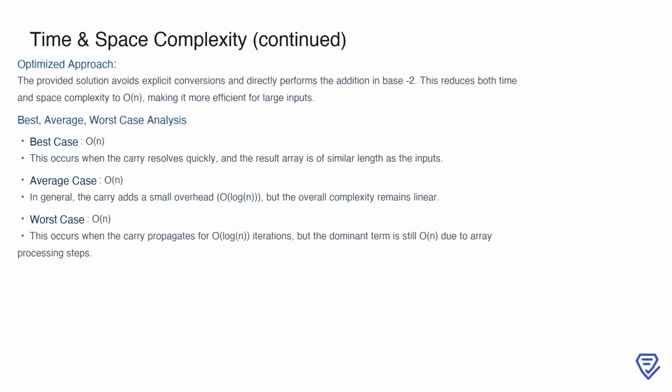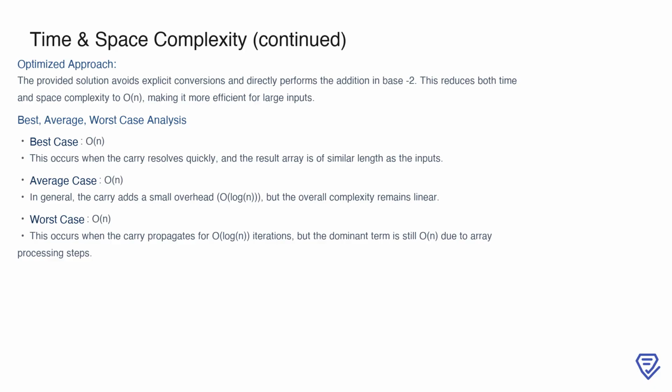The optimized approach provided here avoids these expensive conversions and directly performs the addition in base -2. This makes the algorithm more efficient, reducing both time and space complexity to O(n). When analyzing the best, average, and worst cases, we find the complexity remains O(n) across all scenarios.